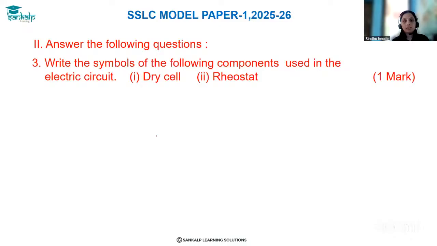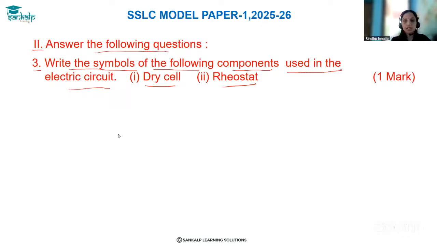Hello everyone. Let us see the next question. Second main: answer the following questions. Question number 3: write the symbol of the following components used in the electric circuit. The first one is dry cell and the second one is rheostat. You have to draw the symbol of these two.